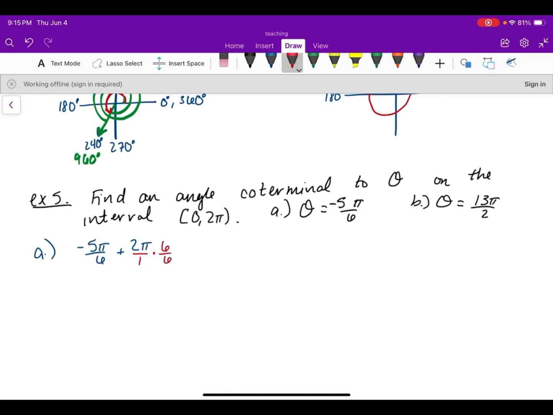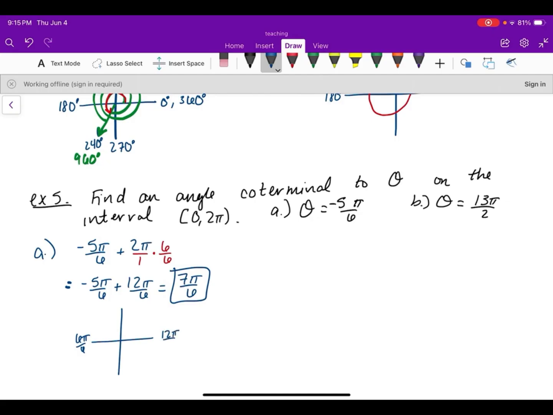So I need to add fractions here. Remember, anything can be written over 1. I'm going to multiply the 2 pi over 1 by 6 over 6. That way I get the same denominator as that negative 5 pi over 6. I get negative 5 pi over 6 plus 12 pi over 6, which is going to give me 7 pi over 6. So that's the angle that I'm looking for.